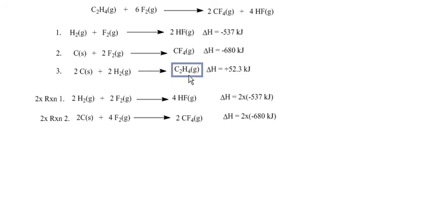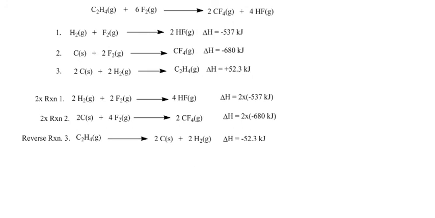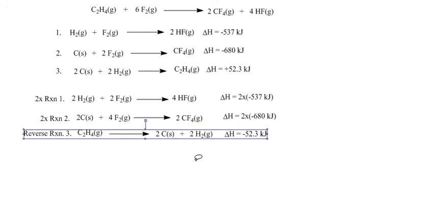Finally, when we look at the last reaction, you'll notice we have C2H4 on the right side, on the product side, whereas in our target reaction, it's on the reactant side. So what we're going to do is reverse the third reaction. And when we reverse the third reaction, we actually have to take the negative of the enthalpy change for that reaction. So instead of being plus 52.3 kilojoules, it's going to be minus 52.3 kilojoules.